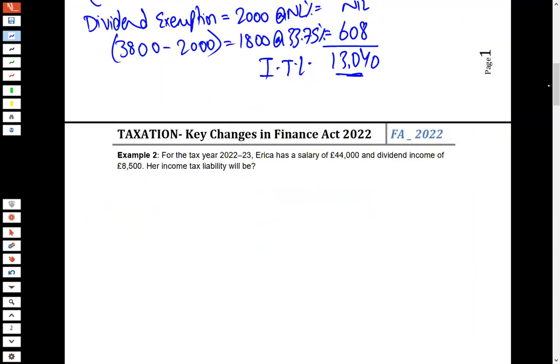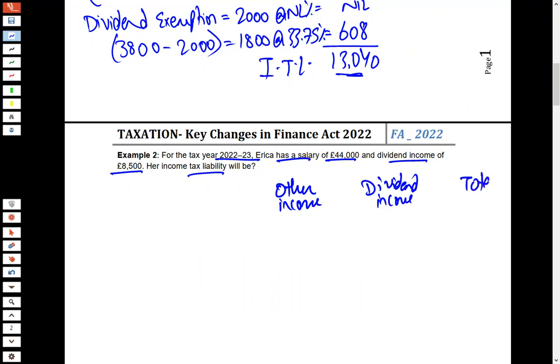Let's look at example 2. In example 2, it's for the tax year 22-23. Arika has a salary of 44,000 and dividend income of 8,500. What will be her income tax liability? So I have other income, dividend income, and then total income. Salary is 44,000.